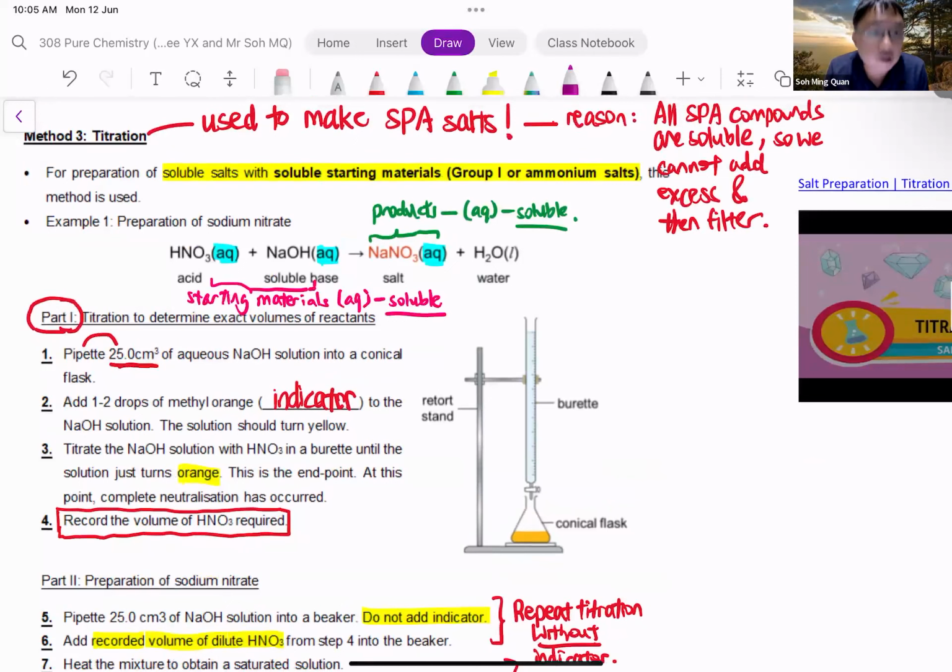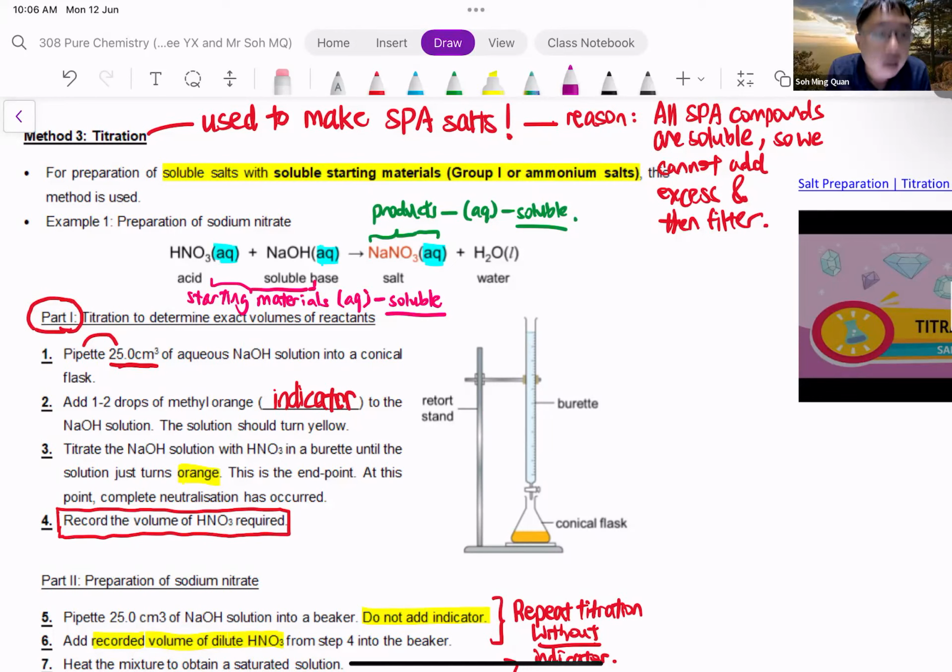All right? So spar salts are salts that contain sodium, potassium, or ammonium ions. And the reason is because all spar compounds are soluble. So we are unable to add excess solid, which is insoluble, and then filter the excess solid out. For example, I cannot add sodium carbonate in excess because sodium carbonate is soluble in water. So you wouldn't be able to filter out the sodium carbonate.